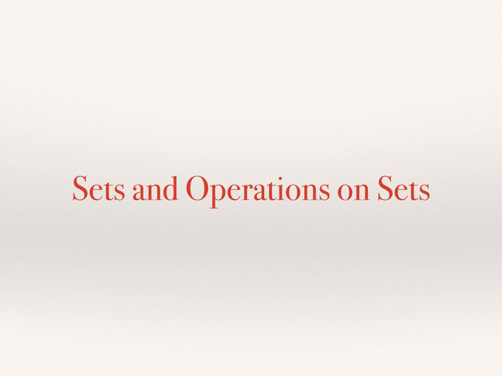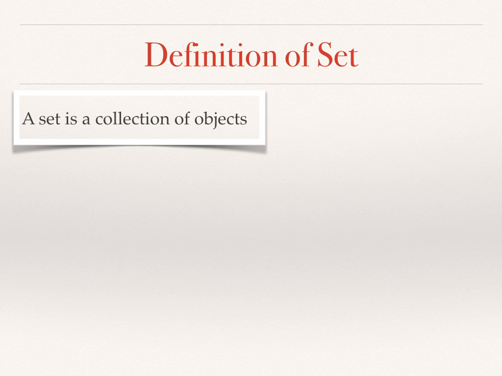Hello everybody. This video is about sets and operations on sets. So let's begin with the definition of a set. A set is simply a collection of objects, and these objects could be of any kind. They could be numbers, pieces of furniture, pieces of clothing, historical events, etc. Anything you want could go into a set.